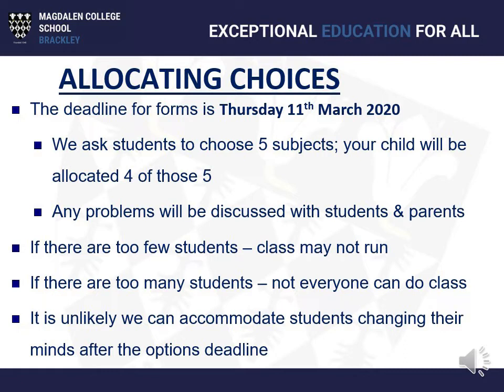If there are too few students, so for example only 2 kids chose history, I can't run a class with 2. It won't happen. However, if 250 students choose history, well, I haven't got enough history teachers. It may be that everybody can do that class. So my job in the next few weeks up to Easter and after Easter is to work out how I can build a timetable where the majority of students can get the majority of their subjects.